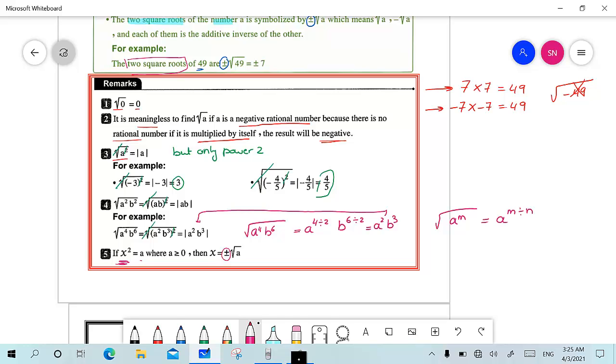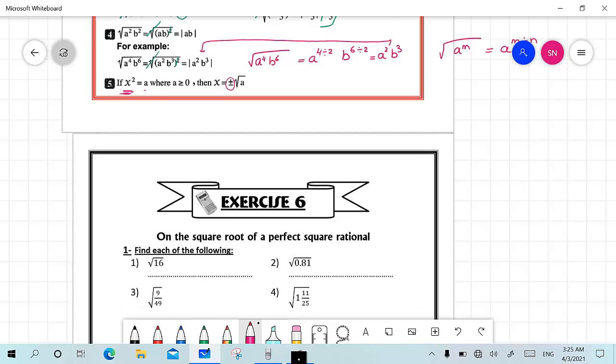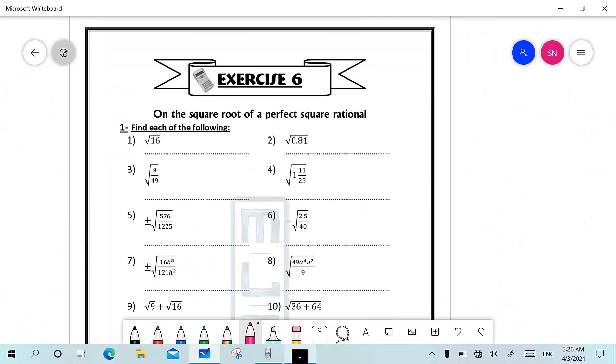And let's go now for our binders and start solving. I would like you now to open your binders page 20 and let's begin. We want to find each of the following. In number 1, I want to find the square root of 16.